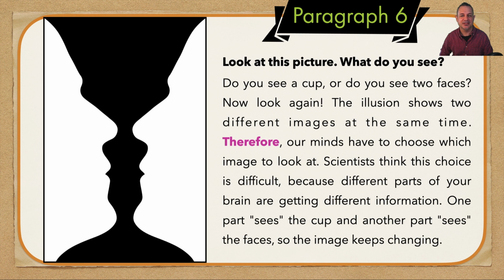Scientists think this choice is difficult because different parts of your brain are getting different information. One part sees the cup and another part sees the faces. So the image keeps changing. I'm curious, which did you see first? The faces or the cup?